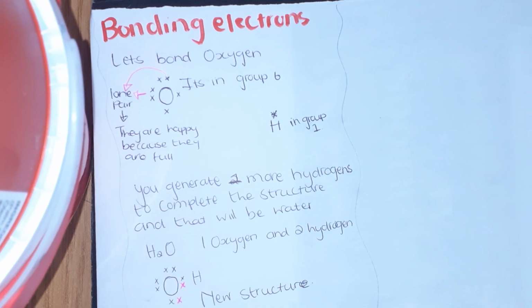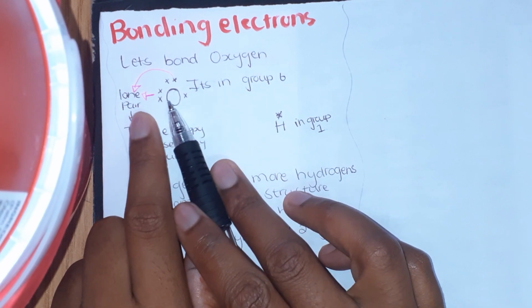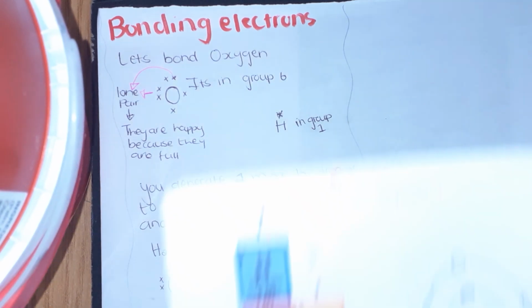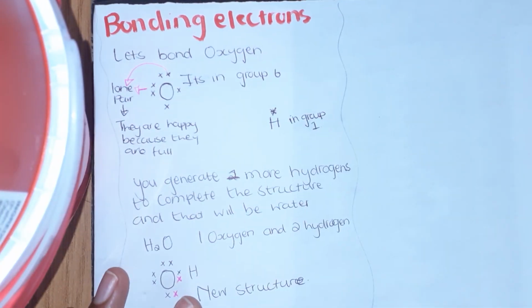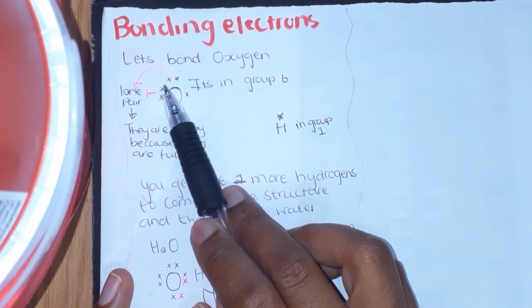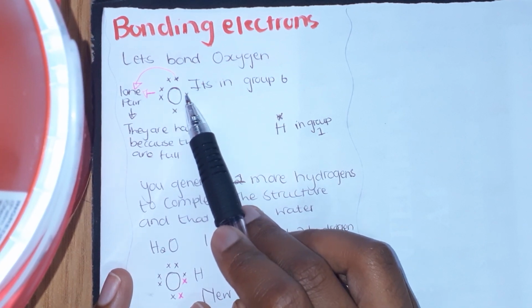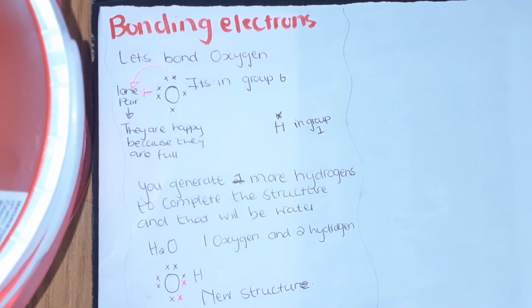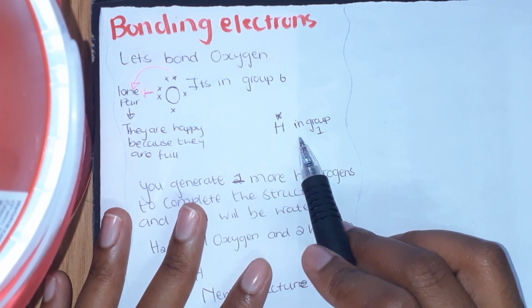All right, now we are going to bond electrons. So let's bond oxygen and hydrogen. Now let's come back to your periodic table. Let's look for oxygen. It's in group 6, so it will have 6 valency electrons. 1, 2, 3 and 4, and we still have 2 to distribute, so that will be 5 and 6. You see, we have 6 valency electrons with oxygen. Now we are bonding it with hydrogen.